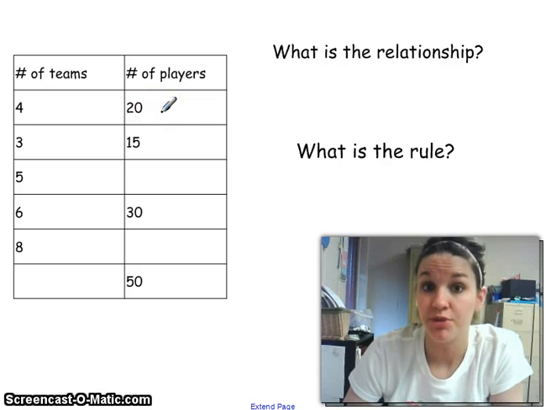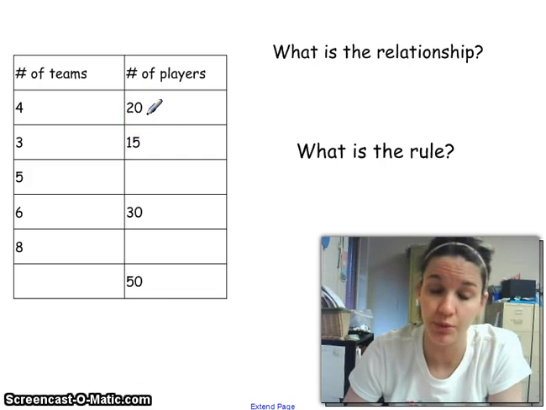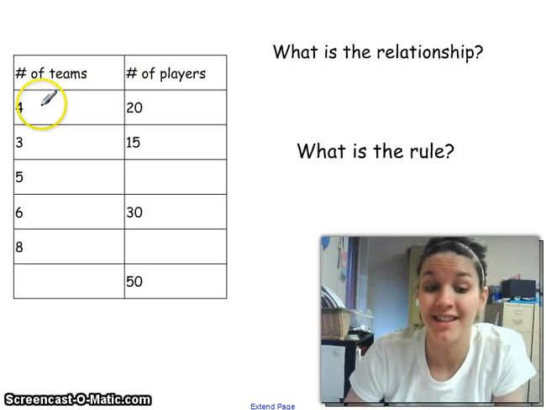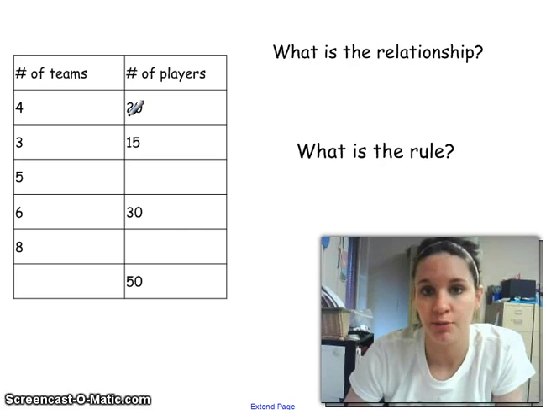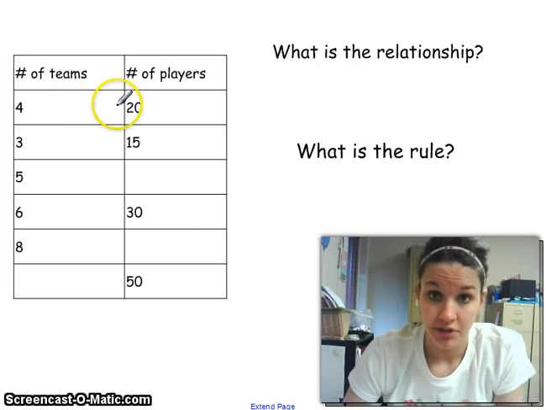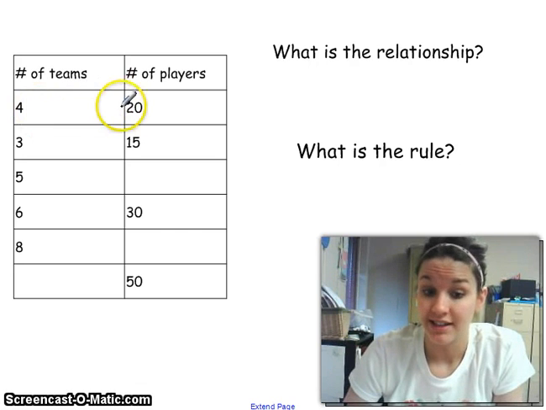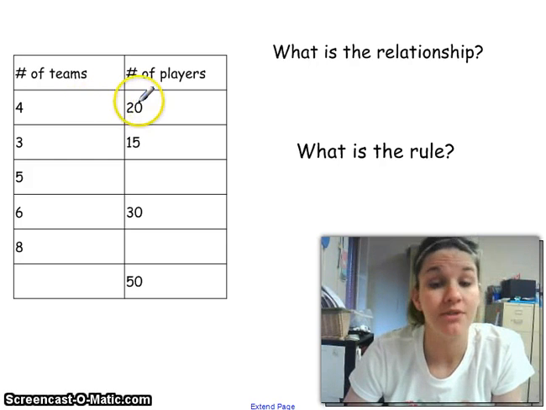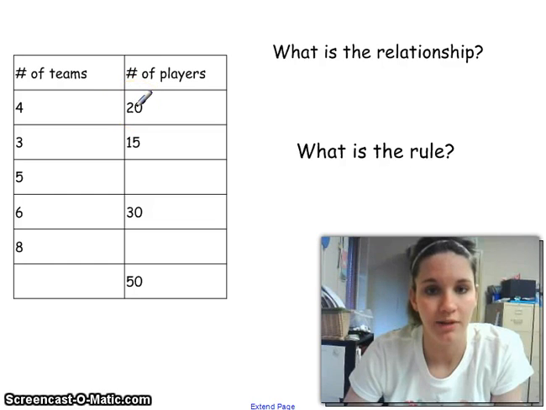What relationship do I see there? That's the first thing I need to look at. I see 3 things. One, I know I'm either doing addition or multiplication because this 4 to 20 got bigger. That's either addition or multiplication. I see an addition relationship of plus 16. I see a multiplication relationship of times 5. 4 times 5 is 20.